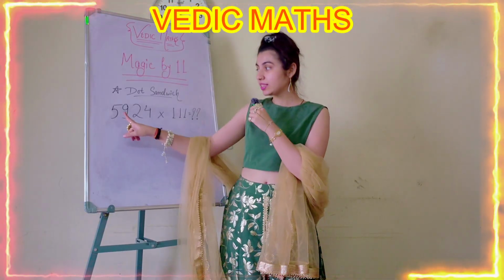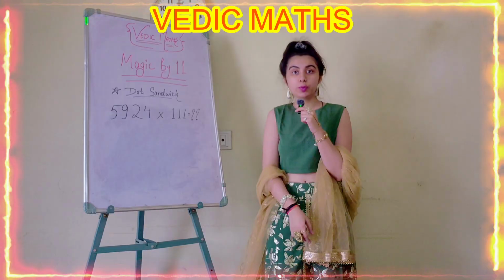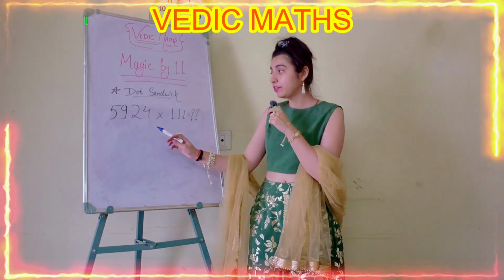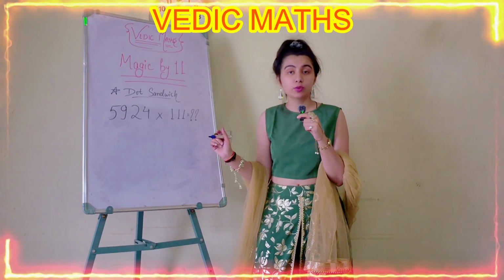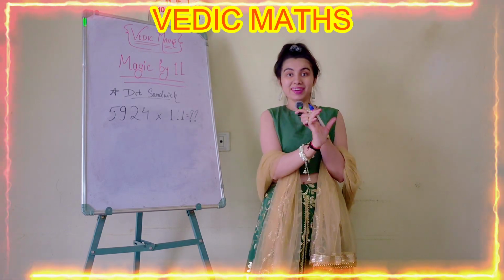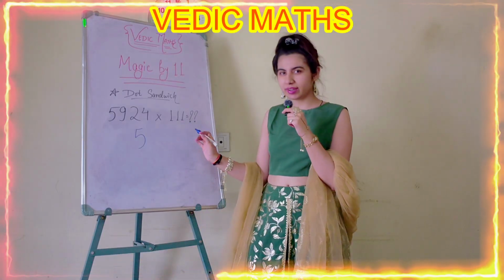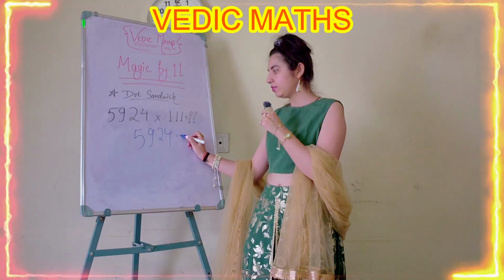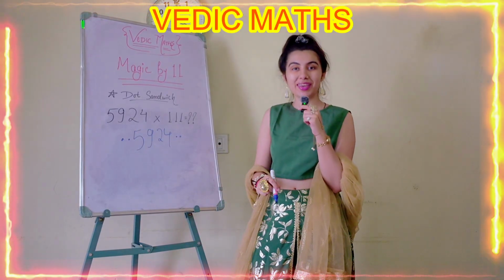And this one is when we multiply 5924 by 111. So what do we get? When we multiply 5924, what do we have to do? First step, the dot sandwich method. We have to put 2 dots at the start and end of the number, sandwiching the number between 2 dots. So now it's a dot sandwich.